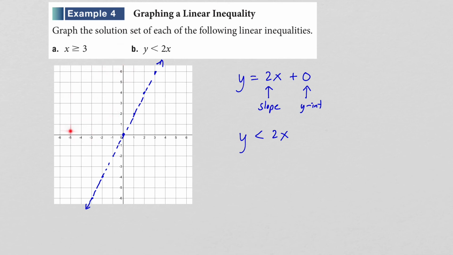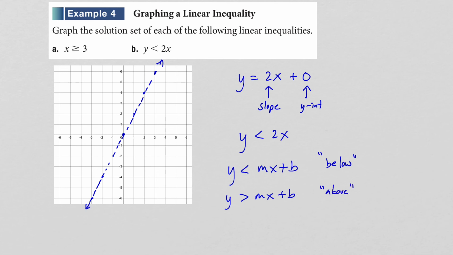Do we shade above the line or do we shade below the line? Well, if it's solved for y, it's very easy to determine which way we shade. So if you have y is less than mx plus b, you're going to shade below the line. And if you have y is greater than mx plus b, you're going to shade above the line.